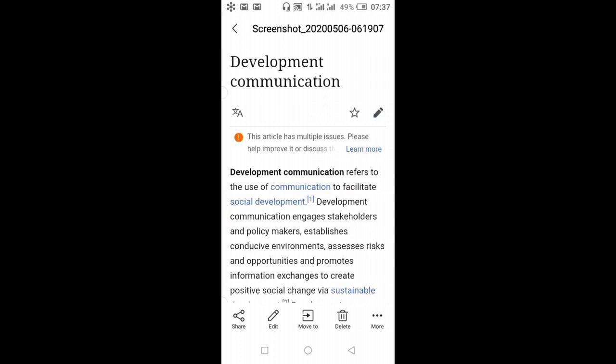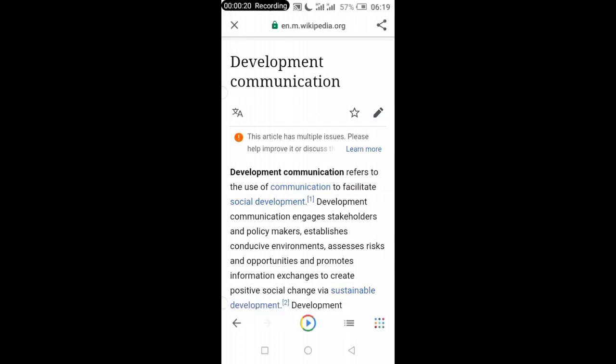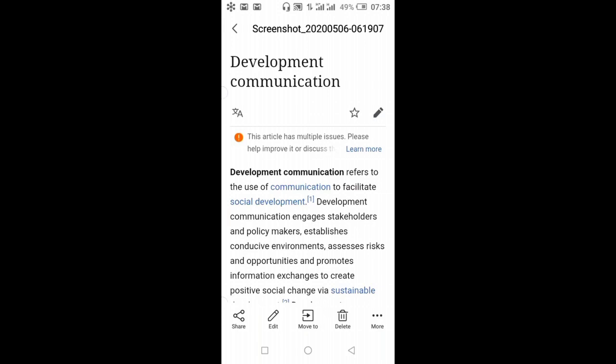We're talking about infrastructures. We're talking about educational development. We're talking about health development. We're talking about so many things that have to do with social development of a nation, of a society. So developmental communication refers to the use of communication to facilitate, that is to hasten, that is to ensure that development takes place within the social environment. When we talk about development, we say development communication engages stakeholders, government, the citizens, international agencies, policymakers. Now, developmental communication establishes a conducive environment, assesses risks and opportunities, and promotes information exchange to create social change.